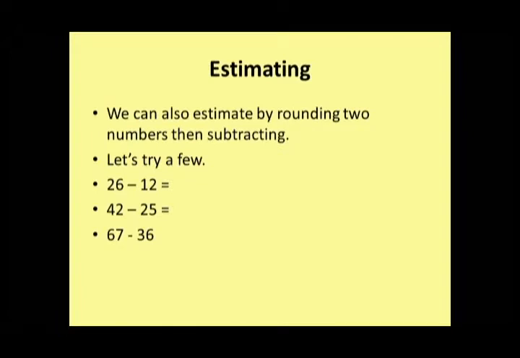We can also estimate by rounding two numbers, then subtracting. Let's try a few. 26 take away 12. 26 ends with 6. 6 is more than 5, so 26 becomes 30. That would be 30 take away 12, and 12 becomes 10, because 2 is less than 5.